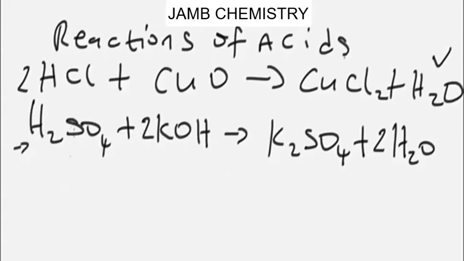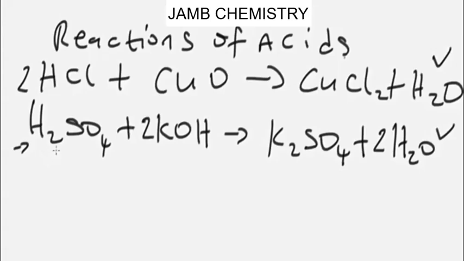What of sulfur? We have one atom of sulfur at the left. We have one at the right. For oxygen, we have six atoms of oxygen at the left. We also have six atoms of oxygen at the right. What of potassium? We have two atoms of potassium. We have two atoms of potassium. So this chemical equation is now balanced. So when sulfuric acid reacts with potassium hydroxide, this will be the output. We have salt and water only.